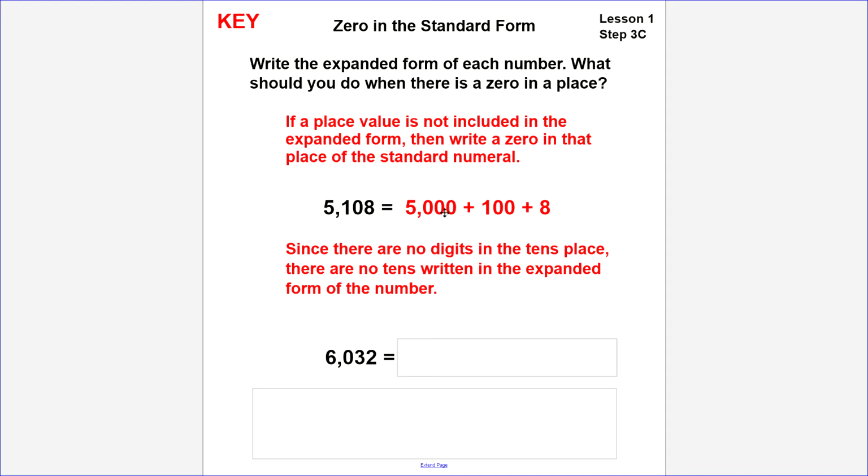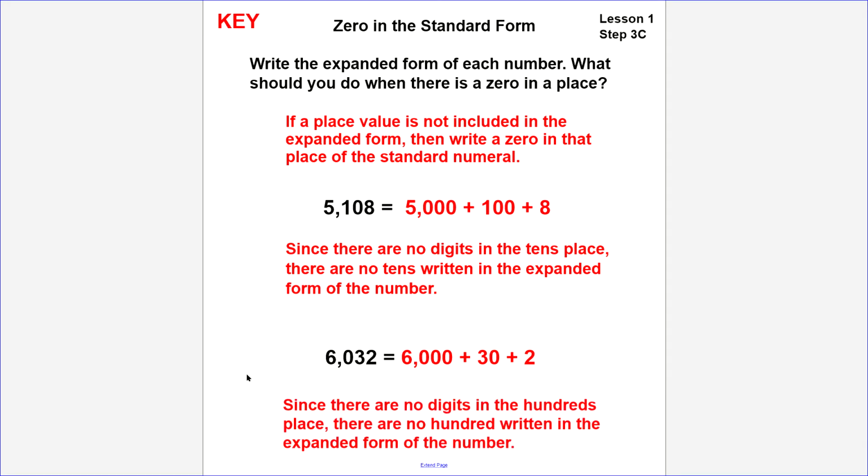Let's think about the number 6,032. I see that there's a 0 in the hundreds place. So I know when I go to write this in expanded form, I'm not going to write anything for the hundreds, because the hundreds have no value. 6,032 equals 6,000 plus 30 plus 2 in expanded form. Since there are no digits in the hundreds place, there are no hundreds written in the expanded form of this number.